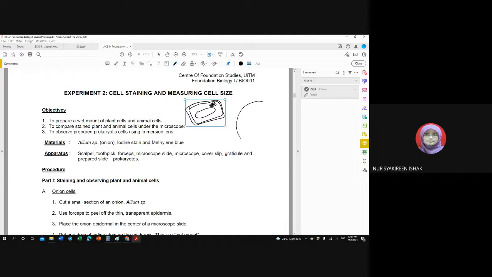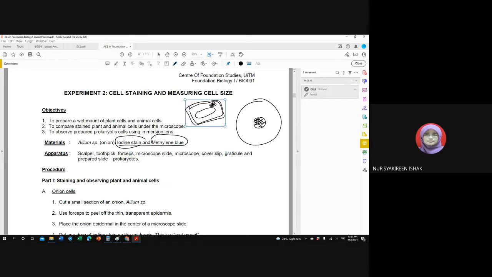For an animal cell, because there is no central vacuole, basically everything is together in the cell, but the nucleus will be roughly at the center. The purpose of using iodine and methylene blue is to dye the nucleus of the cell.